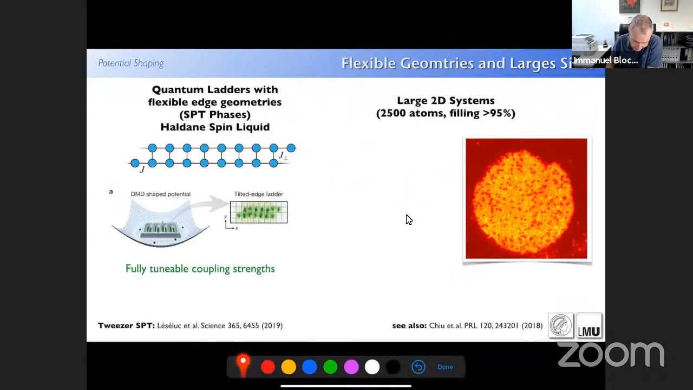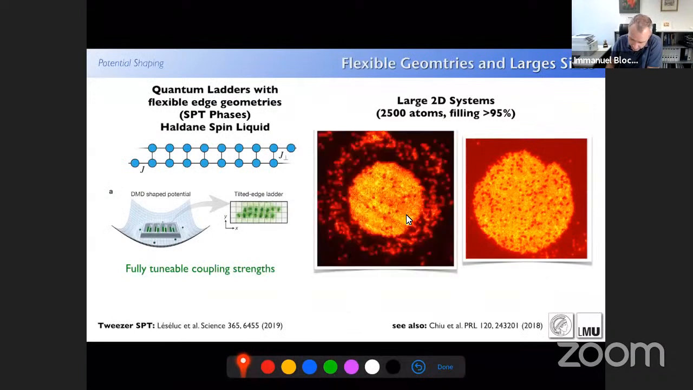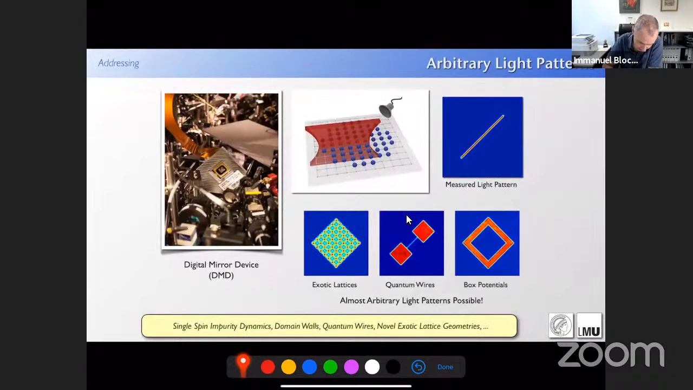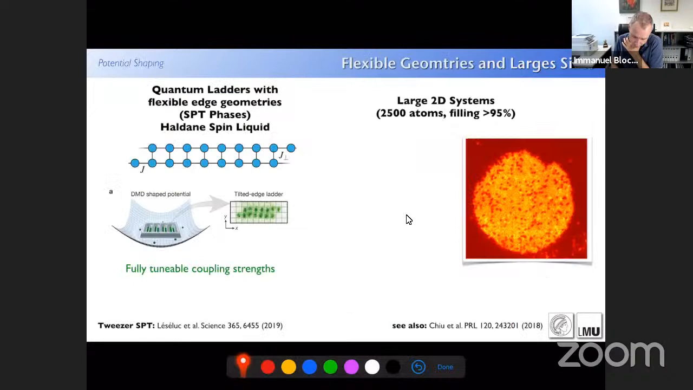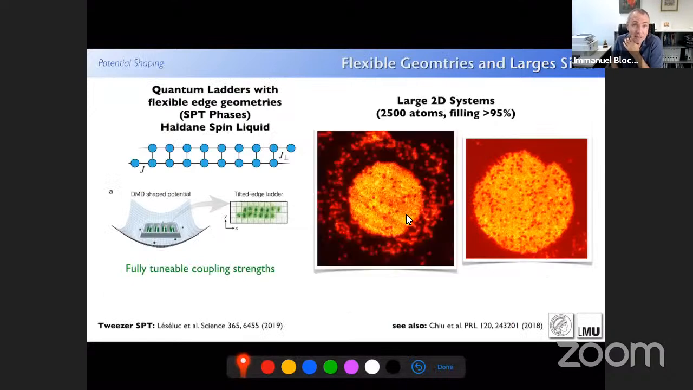Let me just throw some pictures of where we stand in system size. Right now, the largest system sizes we can do are about a few thousand particles, about 2,500 atoms in these box-shaped potentials. We're working with these cavities that you saw in this picture, making large-scale cavities to increase the system sizes even more. So maybe we can hope in the future to go to several tens of thousands of atoms in such systems and use the same control techniques that I've introduced to you today. But this is just where we stand today already.